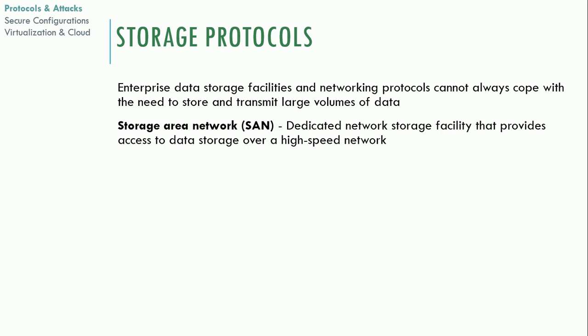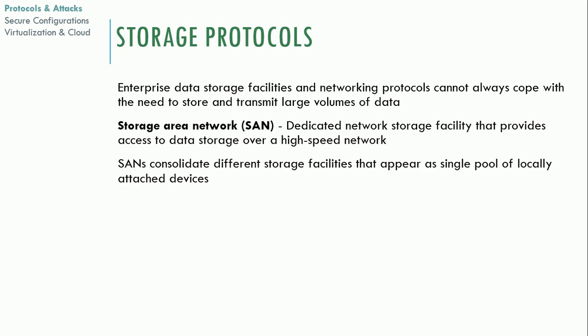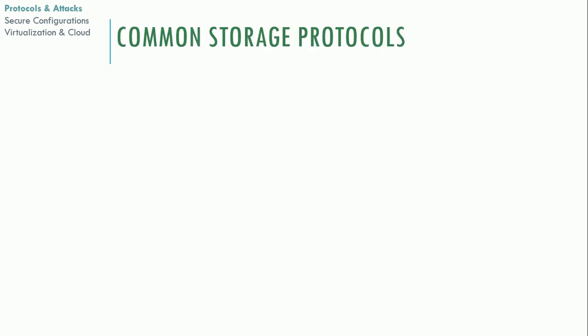And usually that enterprise storage utilizes storage area networks, or SANs. You may have heard the term NAS, which is a little bit different. A lot of times a NAS is sitting in front of a SAN. A NAS is where you have some operating system that controls the file system and exposes files using some file sharing protocol like SMB, or using UNC paths and things like that, or even a network file system like NFS. But a SAN is quite literally a storage device that utilizes the network as transport for that storage device. So SANs can consolidate different storage facilities that appear as a single pool of locally attached devices. When you're using a SAN, it will look like a local drive on your computer.